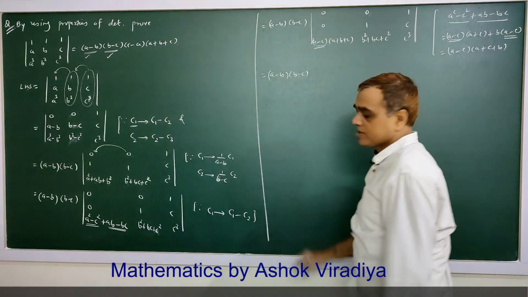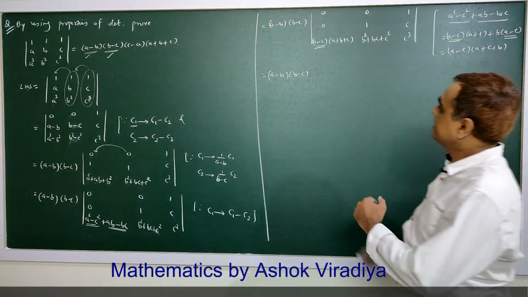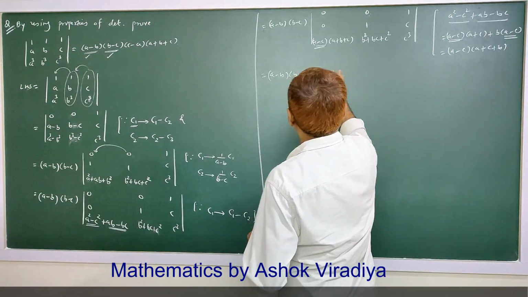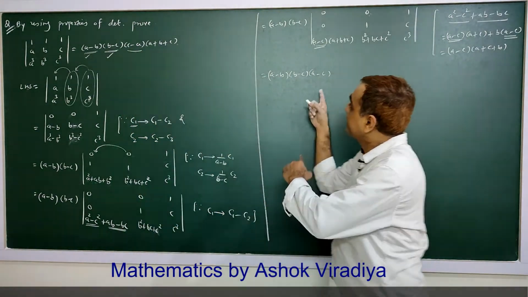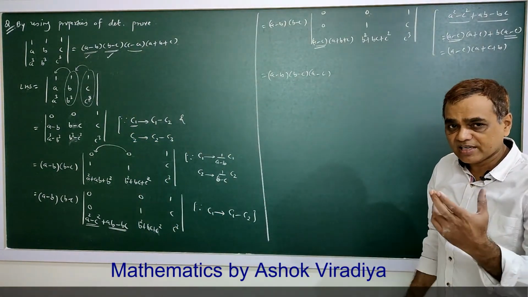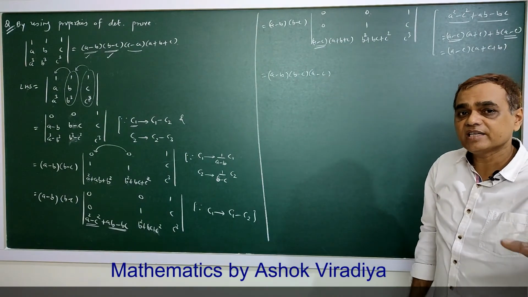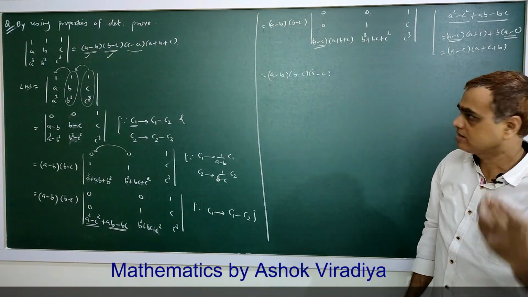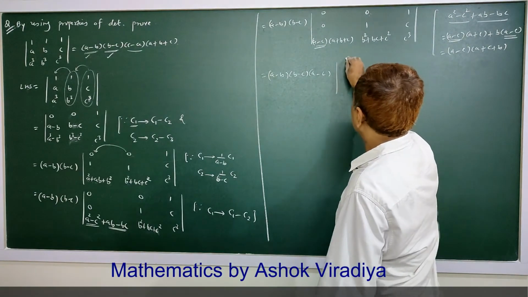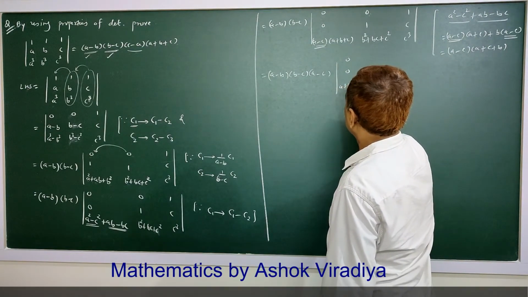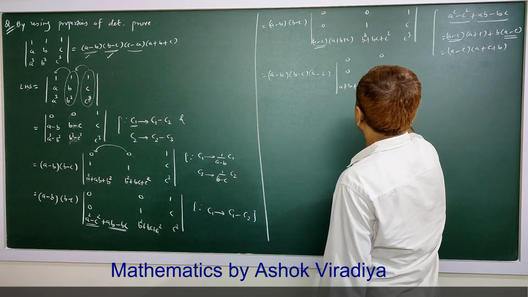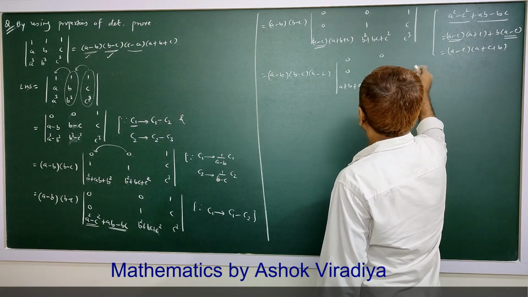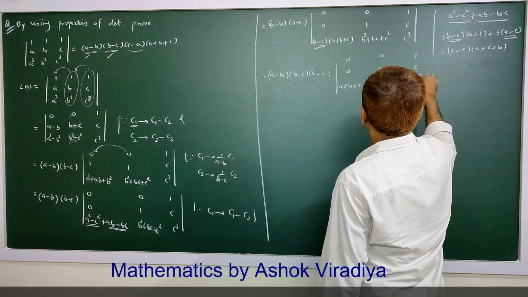Now a minus c common, taking a minus c common, we are getting this. Here this is c minus a, we are getting a minus c. A minus c can be converted into c minus a at last by changing sign. So here 0, 0, a plus b plus c, 0, 1, b square plus bc plus c square, 1 c cube.